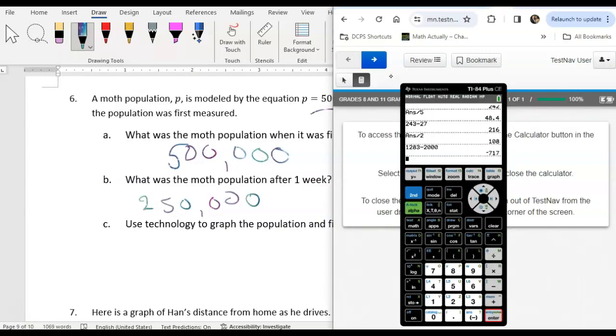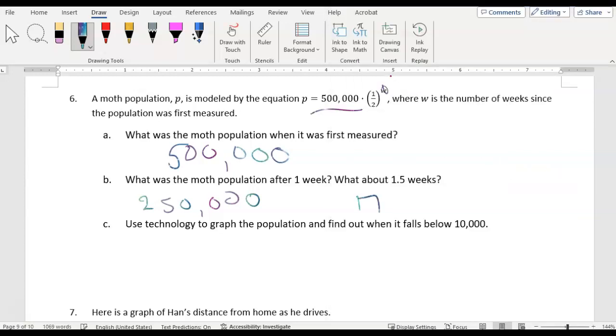And then if we're looking at 1.5 weeks, well, let's go ahead and take a look at our calculator here. So we're going to have 500,000 times 0.5 to the power of 1.5. And for this, we get 176,776. So let's shift back. 176,776, I think is what I recorded, for 1.5 weeks. And that makes sense. It's not going to be half of this yet because that will happen after 2 weeks.